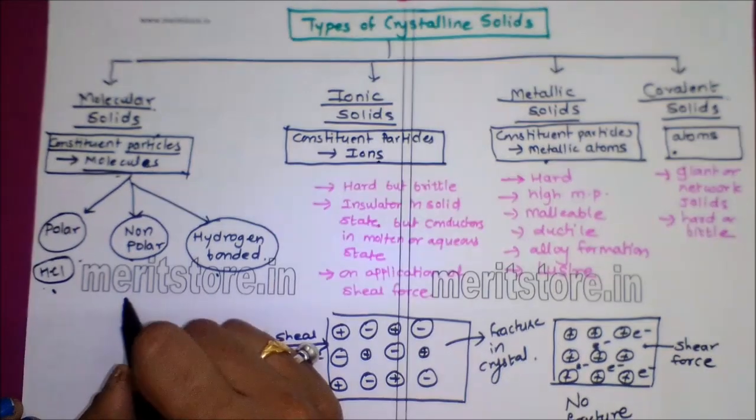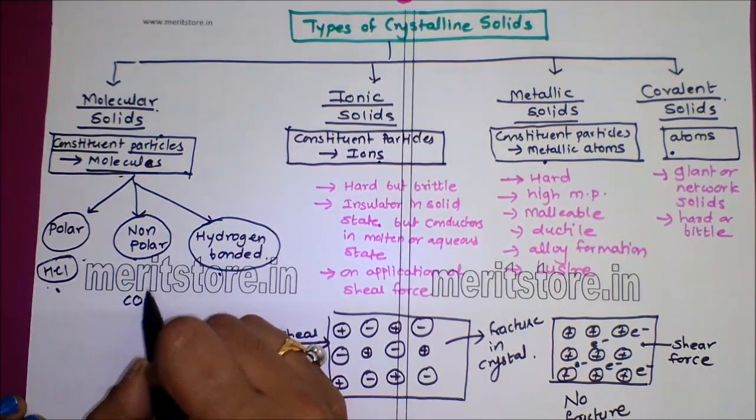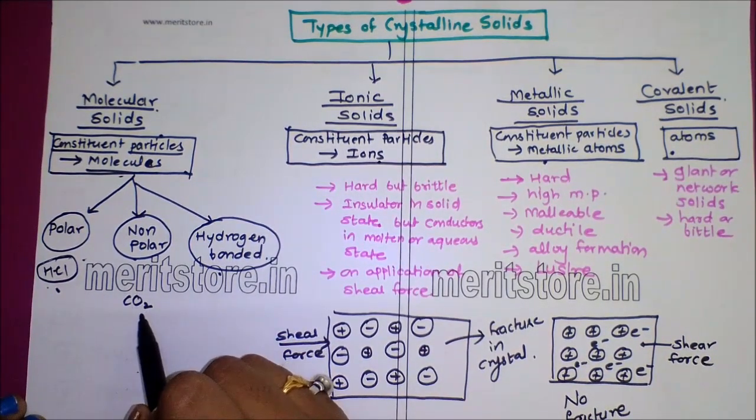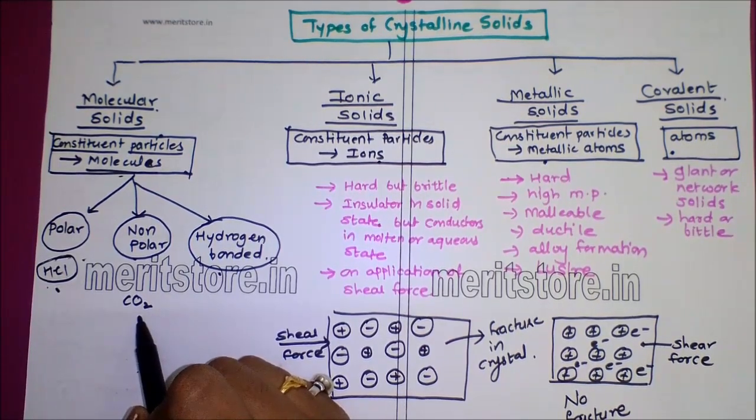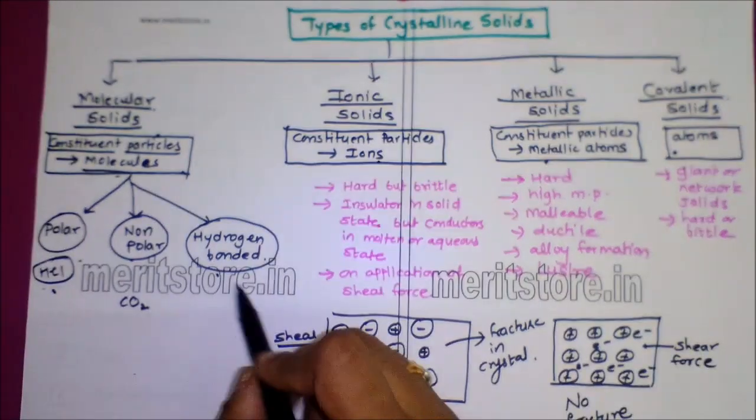In case of non-polar, we can take the example of carbon dioxide. Solid carbon dioxide, that is dry ice, is a kind of non-polar molecular solid because between the CO2 and CO2, there are van der Waals forces or dispersion forces, also called London forces.